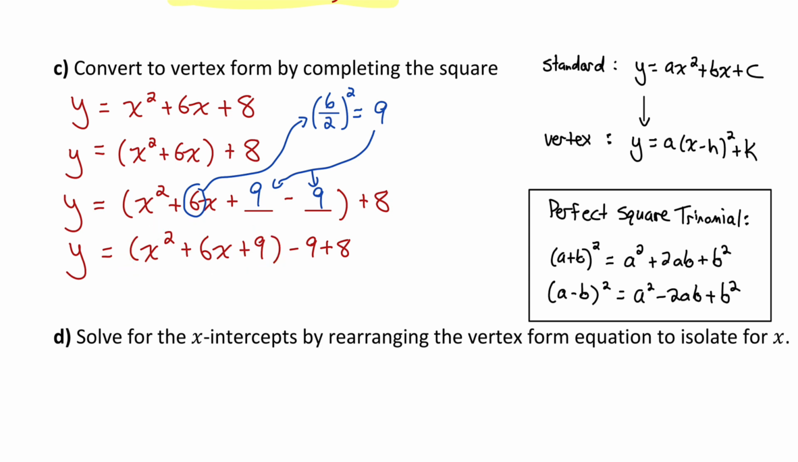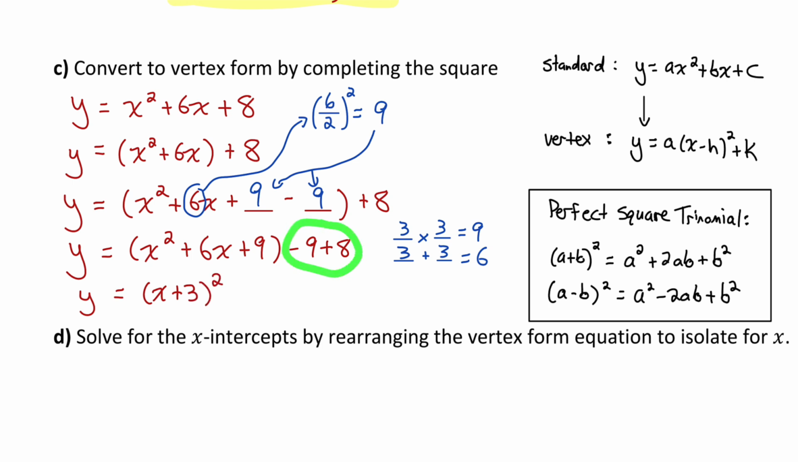I need to find numbers that have a product of 9 and a sum of 6. And notice the numbers that work are 3 and 3. It's the same number twice, which means we've done this properly. This quadratic would be able to factor to x plus 3 times another x plus 3, which we could just write as x plus 3 squared.